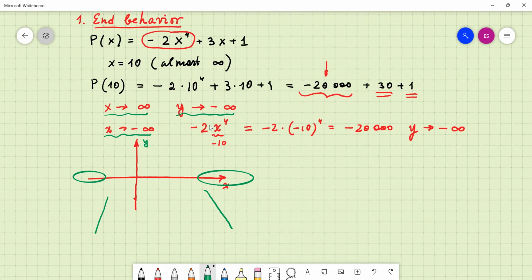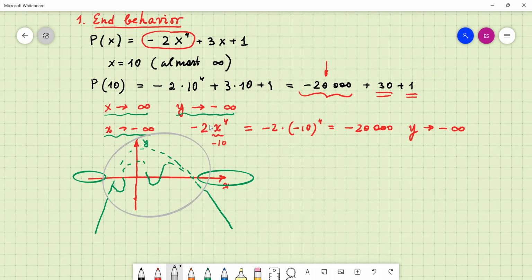What is going to happen in between? I really don't know. It can be something like this or like that. So the region around 0 will need additional investigation. But what happens at infinity, we can decide using the leading coefficient.